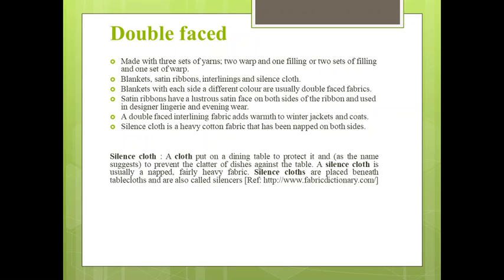So this was all about decorative weaves in slack tension weave and woven double cloth or double weave.